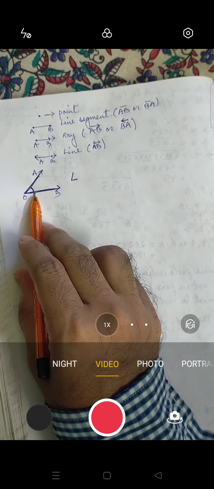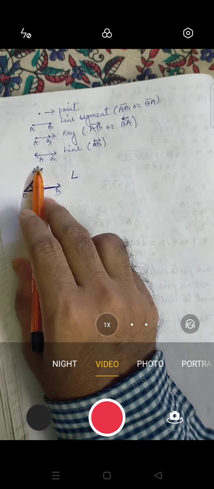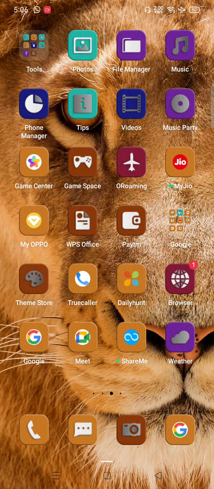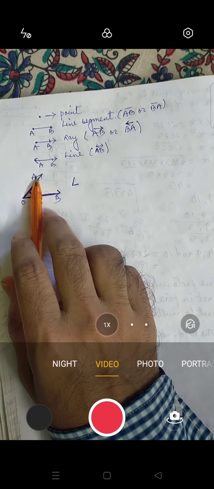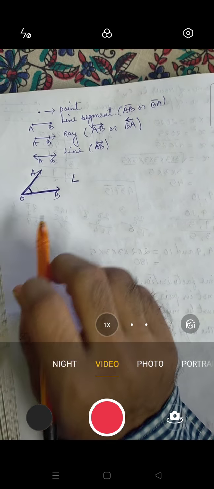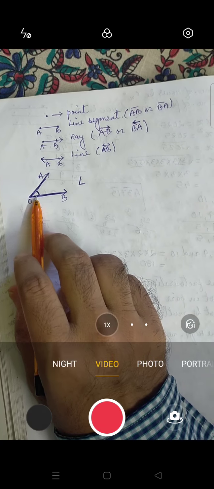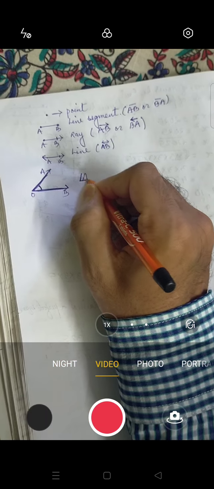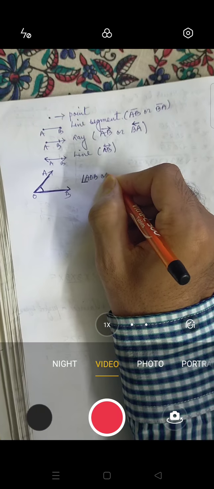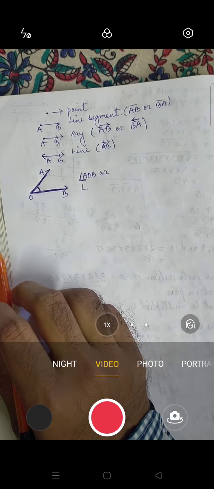So we have to move from any one of the arms. That means we will be moving from here. We will start naming from A. We will say AOB. The angle we are talking about should be in the middle. So we are talking about this angle, so we will name it AOB. That means angle AOB.